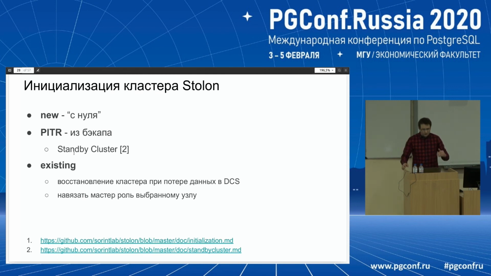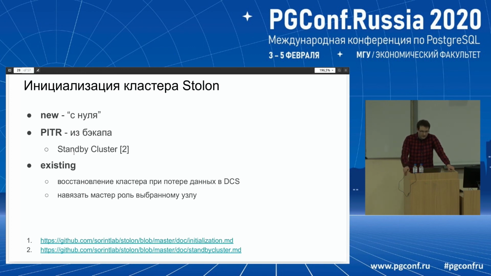So let's go back to the presentation. Stolon has 3 modes of initialization. The first one is from scratch, when we are starting anew, then using point-in-time recovery from a backup, and also we can use it to install a so-called standby cluster. There is a link at the bottom of the page, so if you're interested, you can read it in more detail. And there is also a third, auxiliary mode, that allows you to install a cluster if we have lost the DCS data.